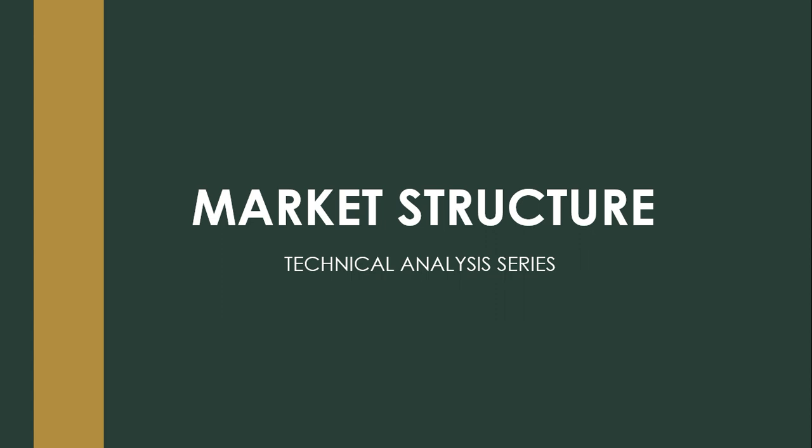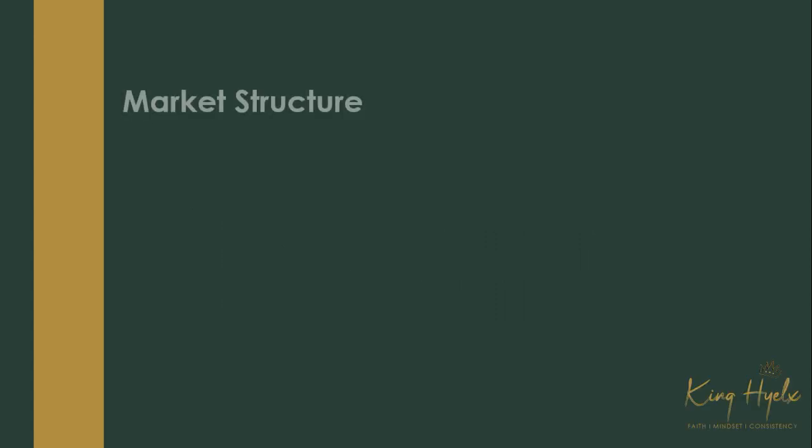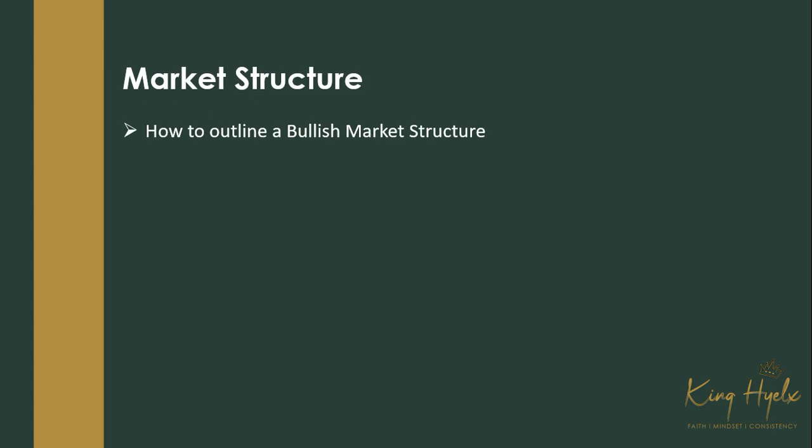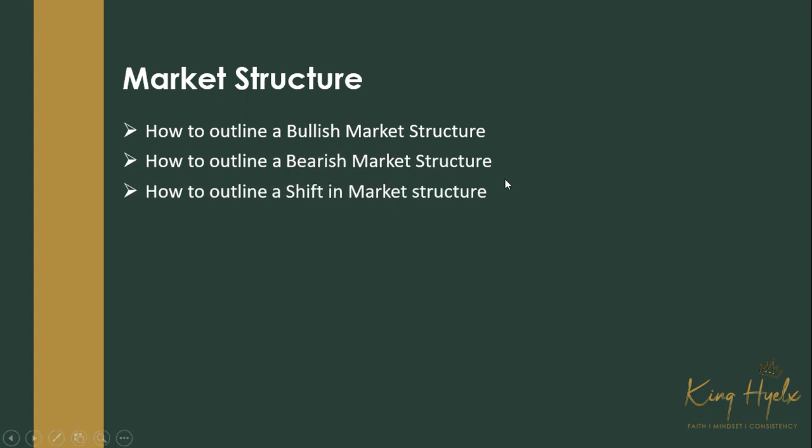So essentially, what are we trying to outline in this video? First of all, how to outline a bullish market structure, how to outline a bearish market structure, and how to outline a shift in market structure. In the previous video, we talked about how bullish means going up, so that's higher prices, while bearish means lower prices. So how do you outline when market structure is indicating that we're going towards higher prices? That's what we mean by bullish market structure. How do you outline when price is indicating lower prices? That's what we mean by bearish market structure. And then how to outline a shift in market structure.